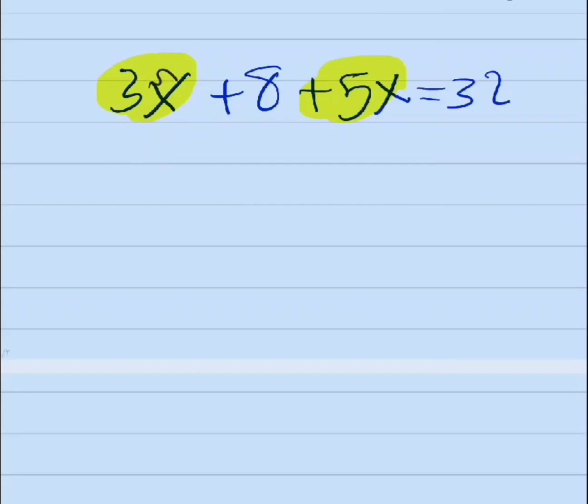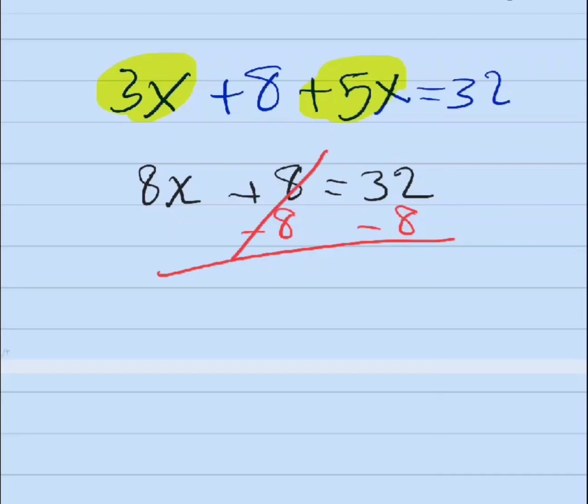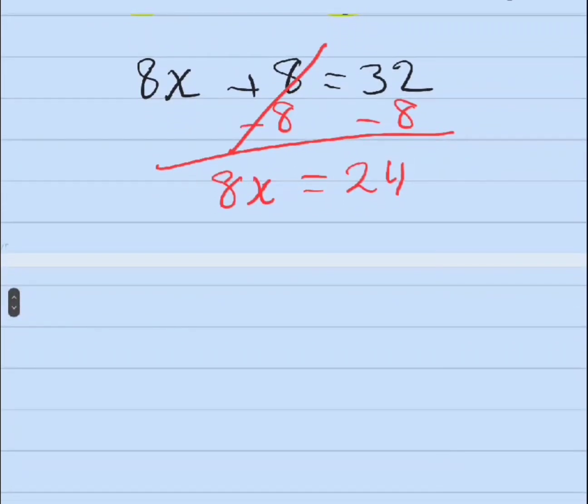If you see 2 x variables on the same side, the first thing you should do is combine like terms. So we should add 3x and 5x, which is 8x. Now we have a problem that's similar to the ones that we dealt with in the beginning. So let's go ahead and subtract both sides by 8. 8 minus 8 is 0. We can bring down the 8x. And on the left side, we have 32 minus 8, which is 24.